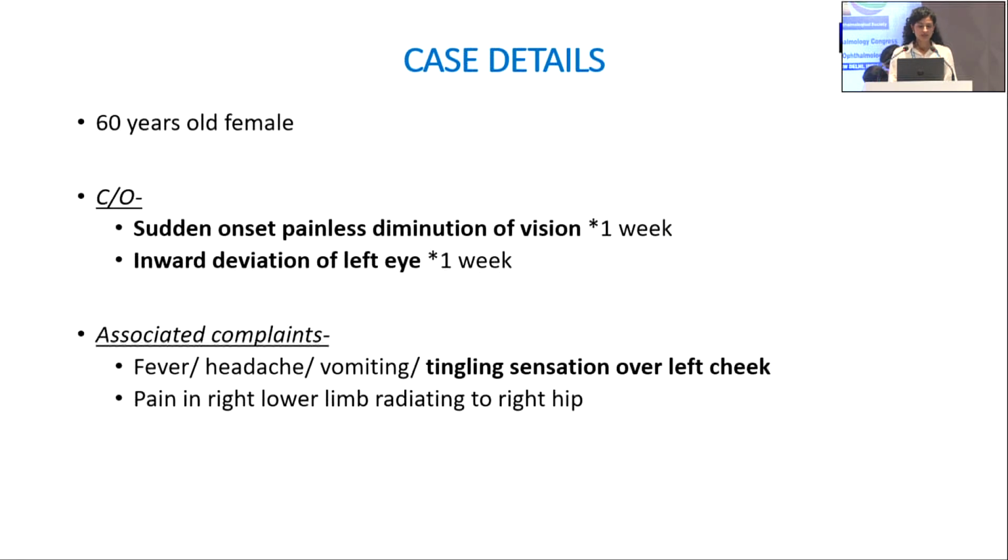Case details. Our patient was a 60-year-old female who presented with sudden onset painless diminution of vision and inward deviation of left eye since 1 week, and there was associated fever, headache, vomiting, tingling sensation over the left cheek, and pain in right lower limb which was radiating to the right hip.